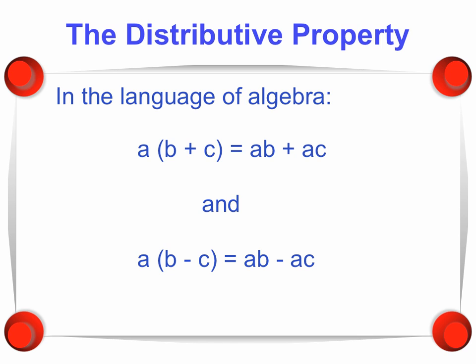The distributive property also works for subtraction. Some number a times a quantity b minus c can be rewritten as the product of a times b minus the product of a times c. It's like I took the a and I spread it out over the b and the c.